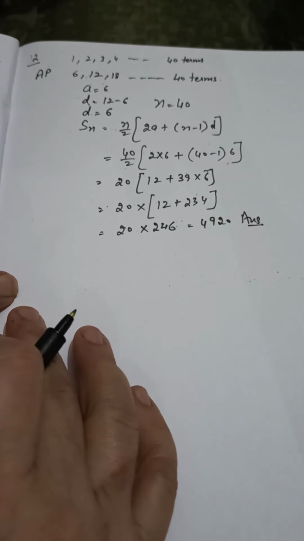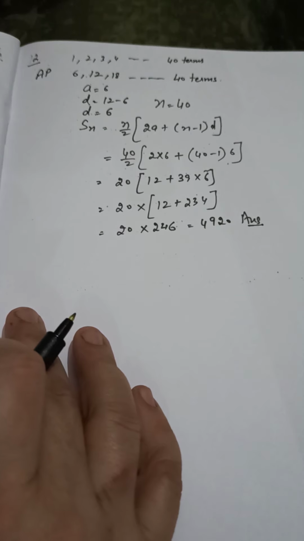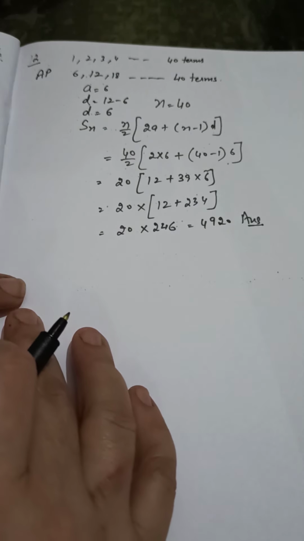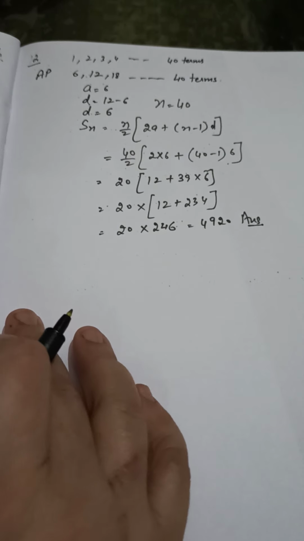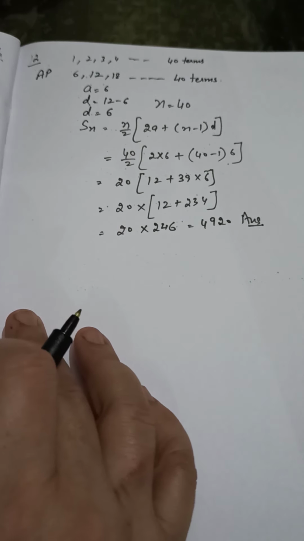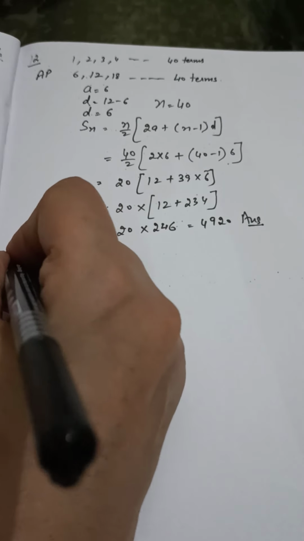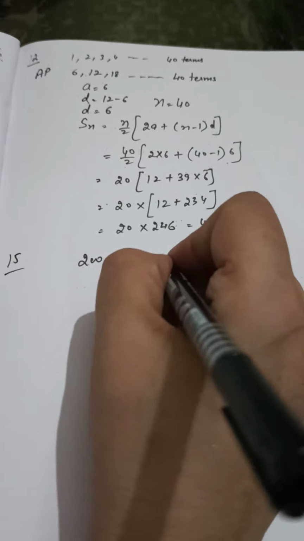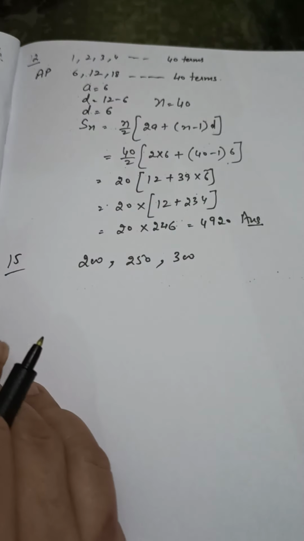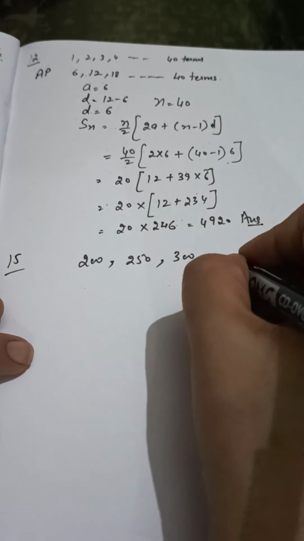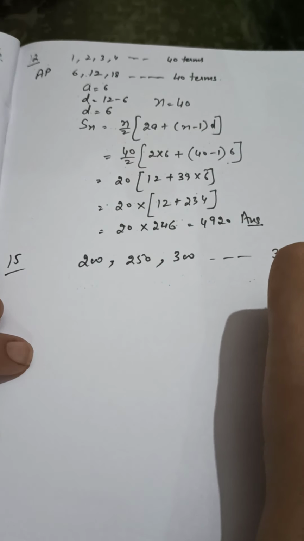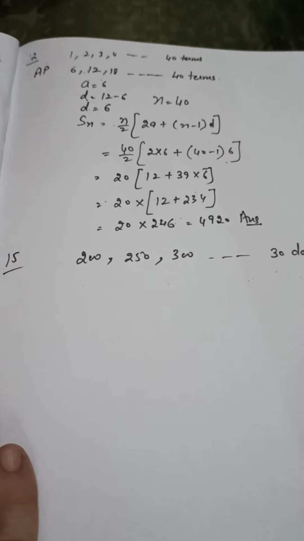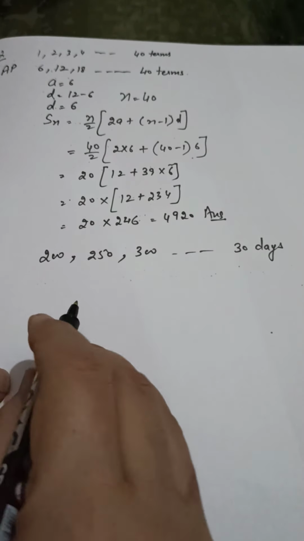Now sum number 15. 13 and 14 are same. So sum number 15, what is given to us? The contractor has a job, and there is a penalty for delay of completion. And how is the penalty? Penalty is rupees 200 for the first day, rupees 250 for the second day, then 300 on the third day, up to 30 days. And you have to find the total amount paid as penalty.